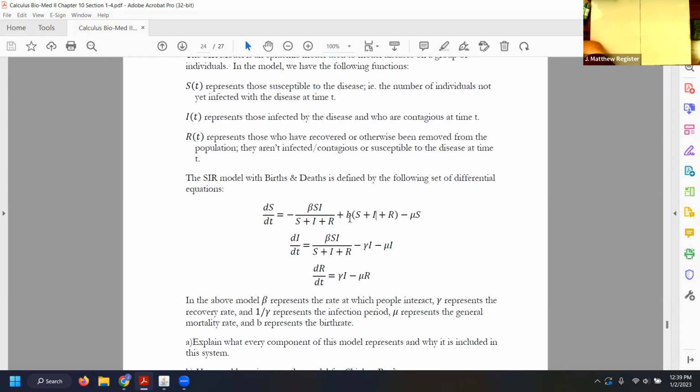Oftentimes, the simplest models don't even include the birth and natural death components. And so there are many ways in which we can modify this model. And there's a lot of analysis that you can do on this model too. For instance, you can consider the ratio of beta to gamma. That'll tell you a lot of information about how infectious and deadly a particular disease is, how quickly it will spread. And so there's a lot of information that you can garner from this model.